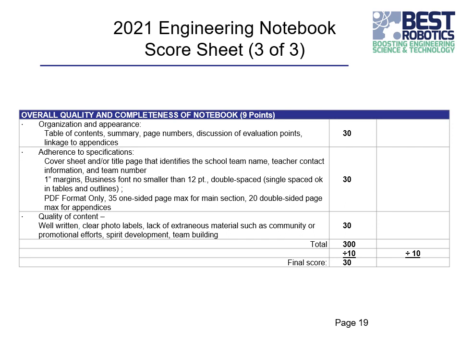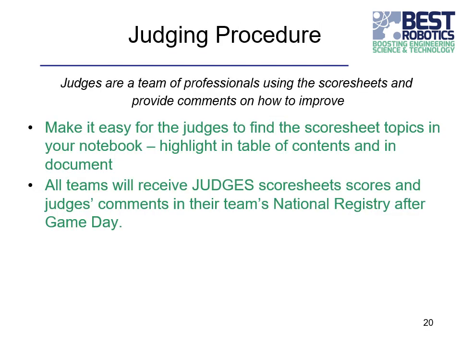And so that gives you a total of 300 divided by 10, and that gives you the 30 points that are associated with your engineering notebook. So that score sheet is what our judges use. And so we have a team of professionals that have worked in software and engineering, and they're going to use those score sheets, give you a score, and provide you comments on how you can improve.